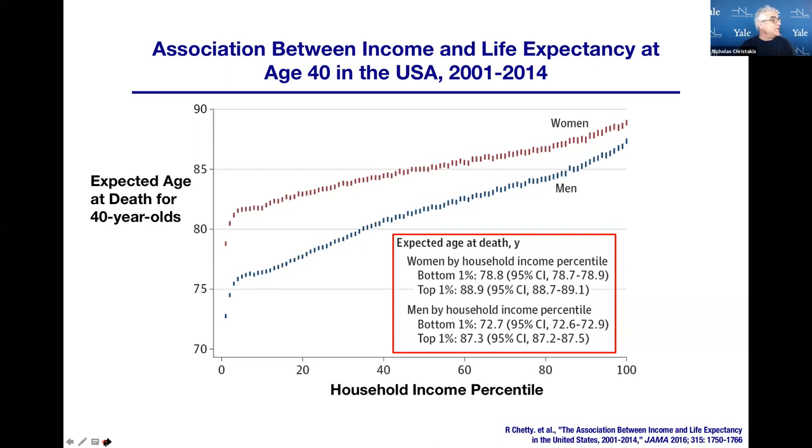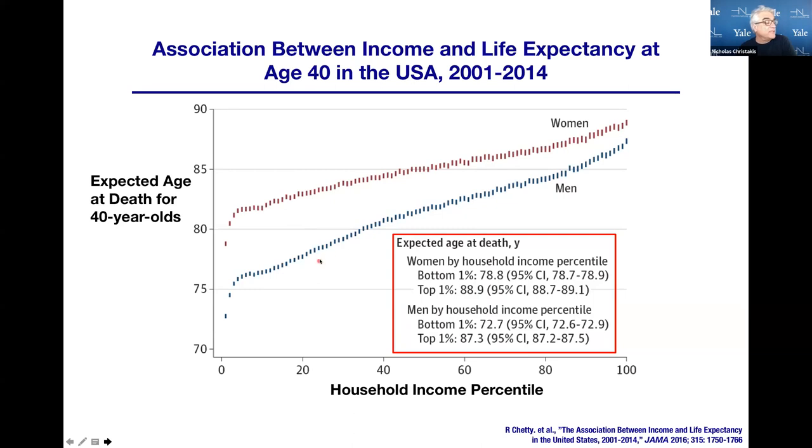And data such as these, which I think I've shown you before, show that being poor is associated with greater mortality and diminished prospects of survival. And no doubt being very poor is very bad for one's health. So for example, this shows the household income percentile. There are 100 dots here. And this is the expected age at death for 40-year-olds. And you can see that women live longer than men. So at every income percentile, women live longer. It's better to be a woman.